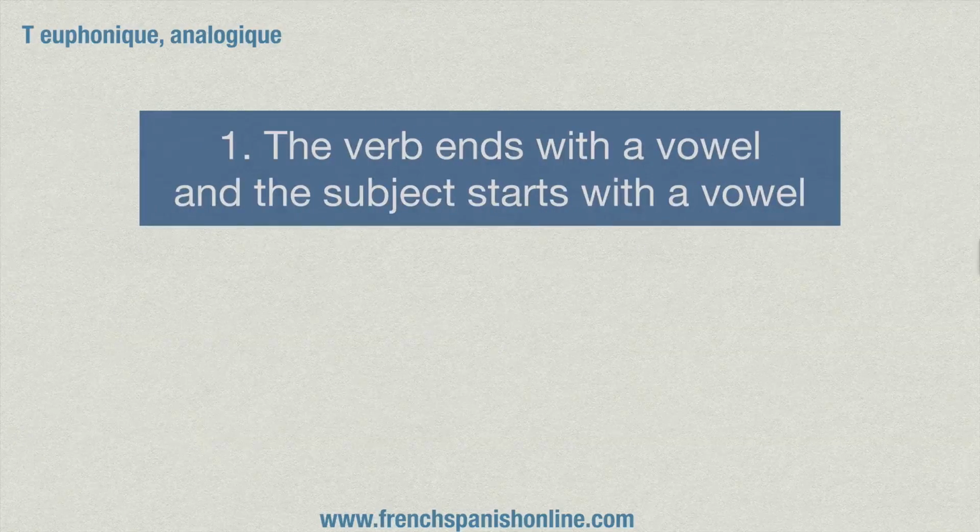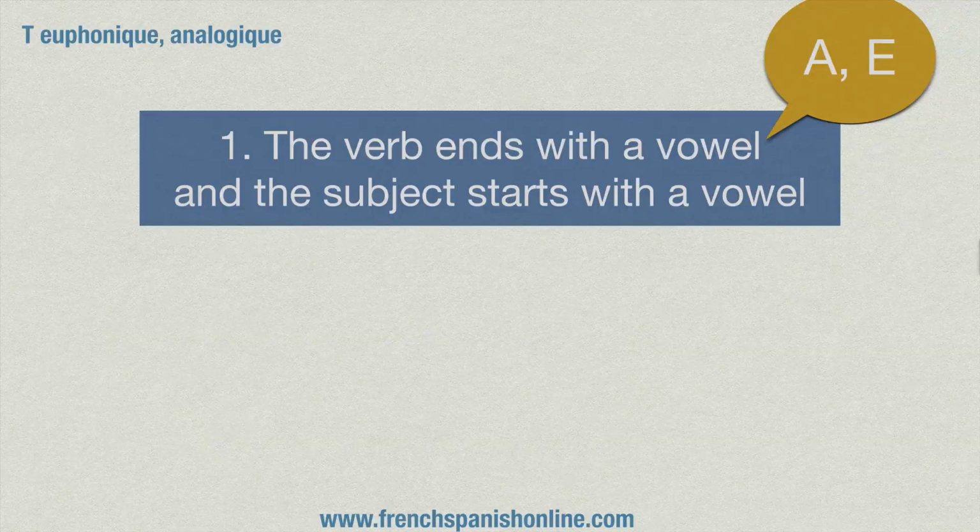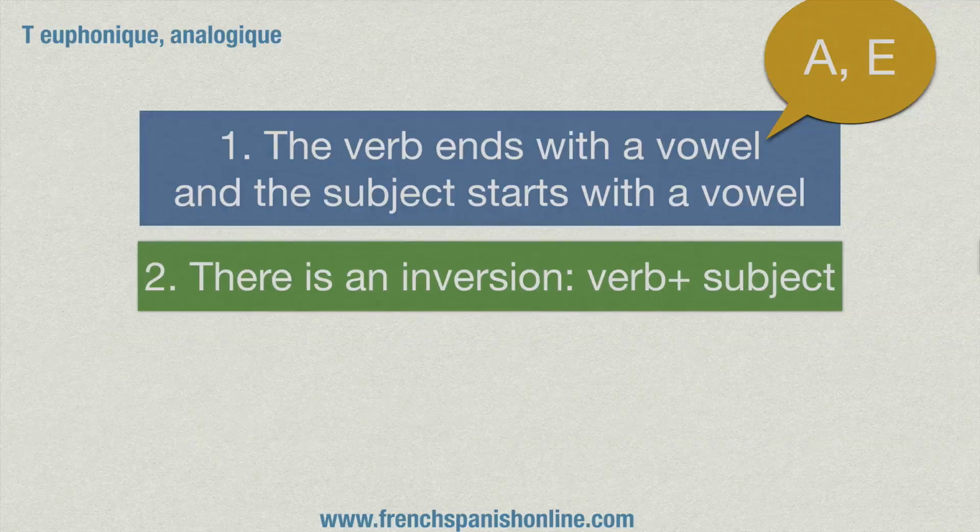First, we call this T le T euphonique in French. Euphonique means that we want to improve the pronunciation, or T analogique. Well, you need two conditions for that. The first is the verb needs to be ending with a vowel, and this vowel is la lettre A or la lettre E, and the subject starts with a vowel too. The second condition, we need an inversion. Inversion is first the verb followed by the subject.